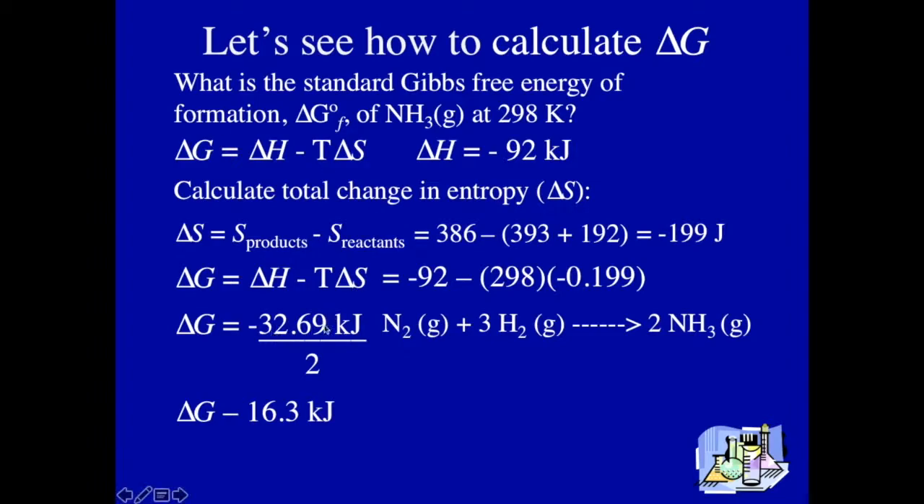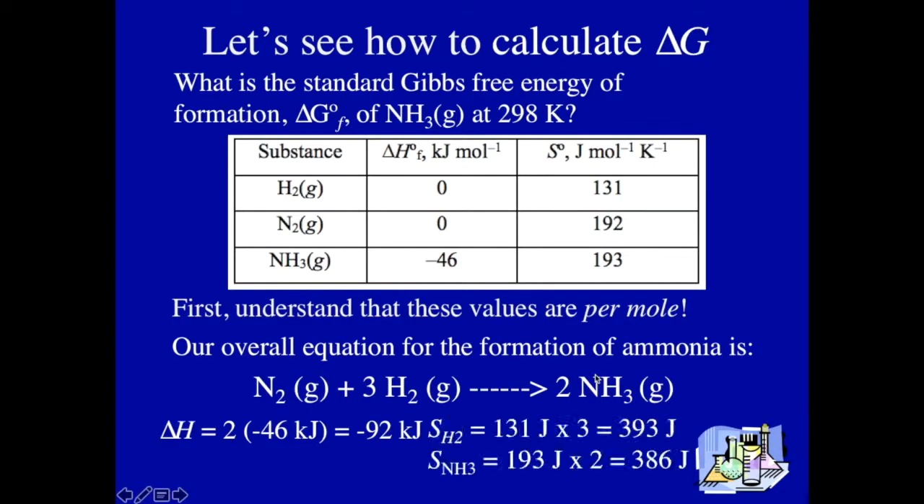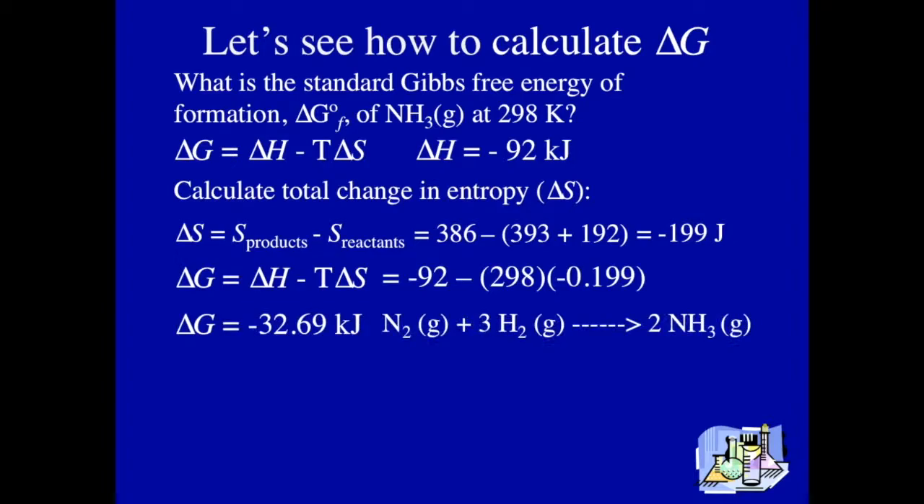My delta G, which I calculated for 2 moles of ammonia. That's my delta G for 2 moles of ammonia. Looking back at my reaction, if you don't understand this last part, I calculated delta G for the reaction of forming 2 moles of ammonia. That's why I plugged in all of my other values. I ended up having a decrease in entropy, but I have an overall decrease in free energy. This calculation was based on 2 moles of ammonia.